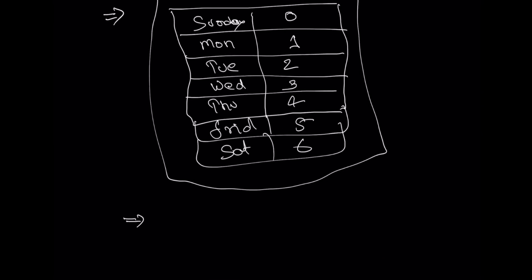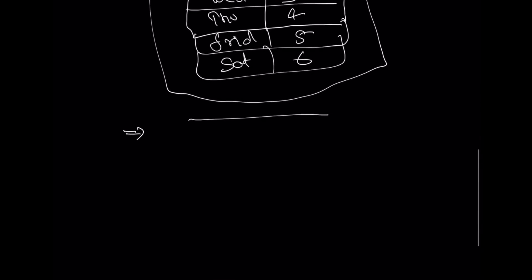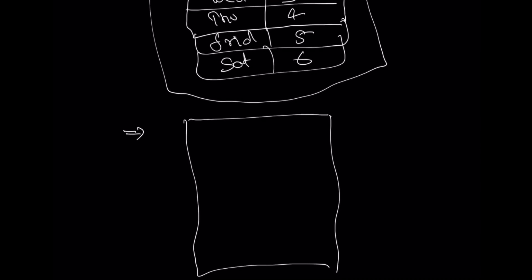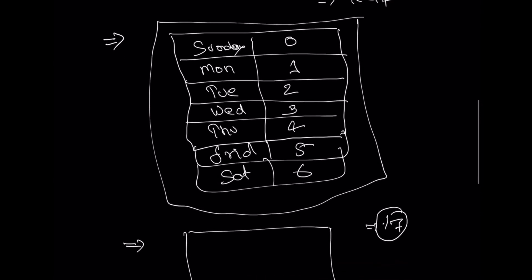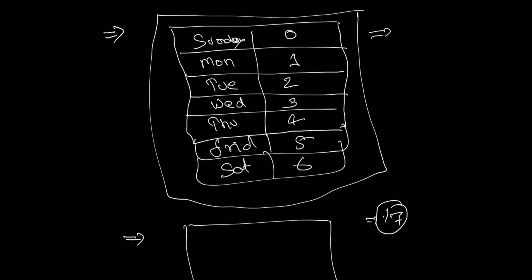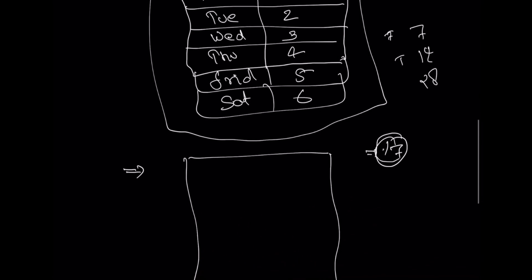Now the second thing we need to remember is another table. Let's say if a number is completely divisible by 7, that day is considered the first day, or whatever point we start. So let's say Tuesday was at 7, so next Tuesday will be at 14th, next Tuesday will be at 28th. So all of it is related to modulo 7.